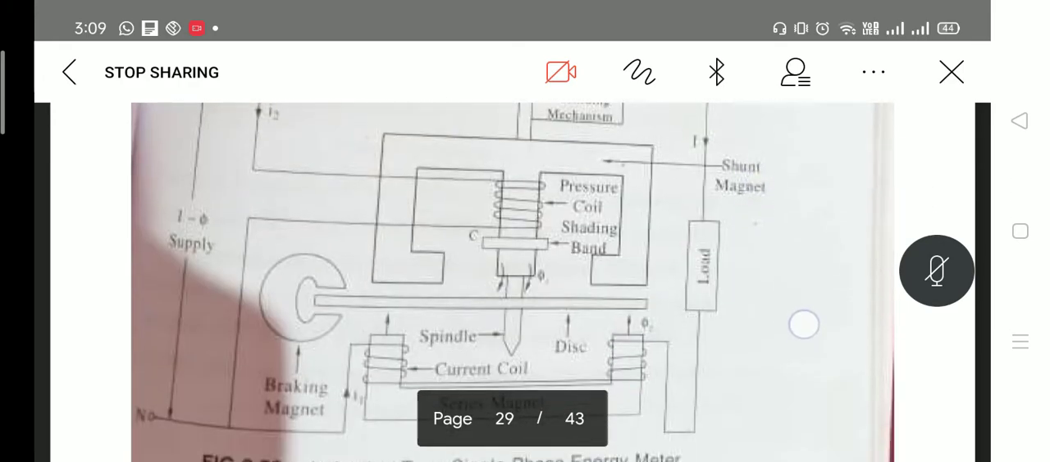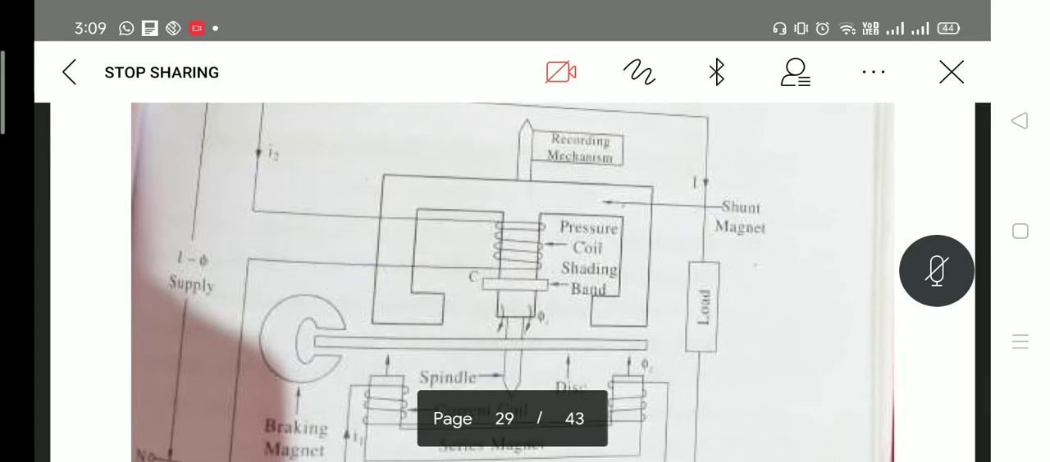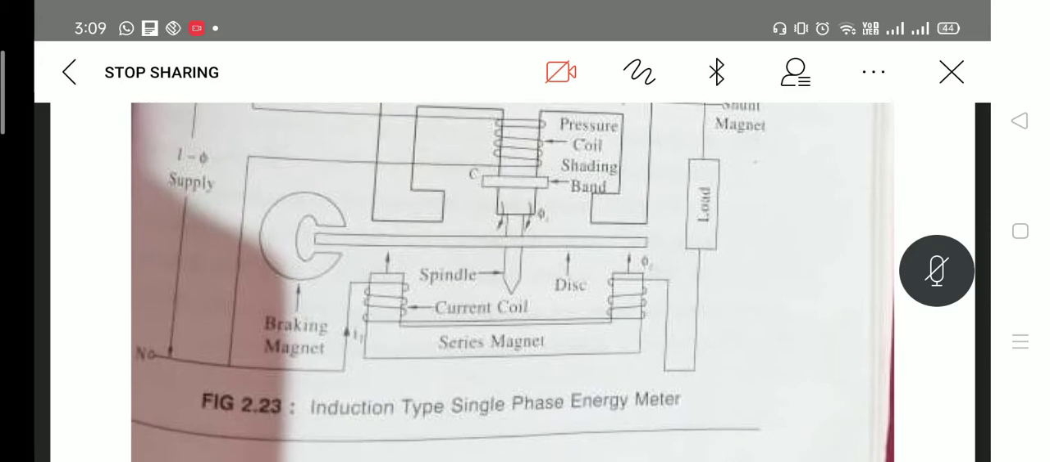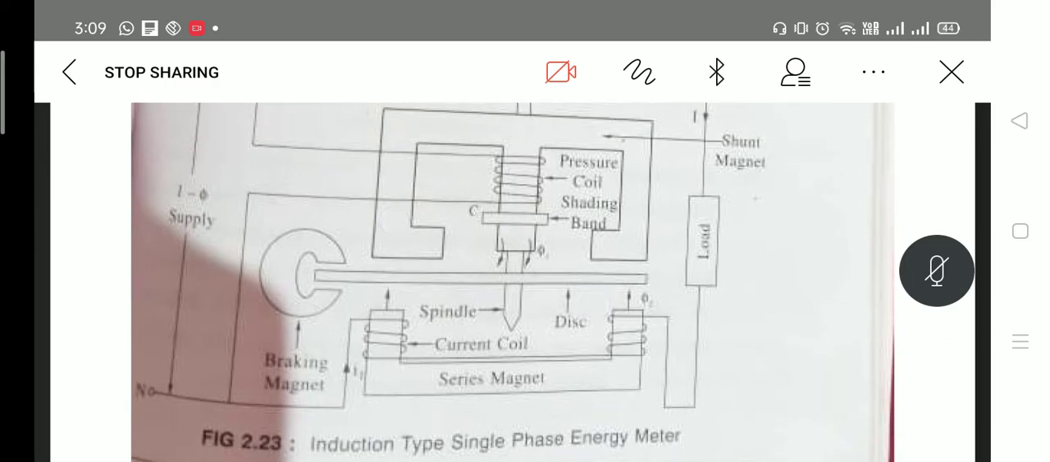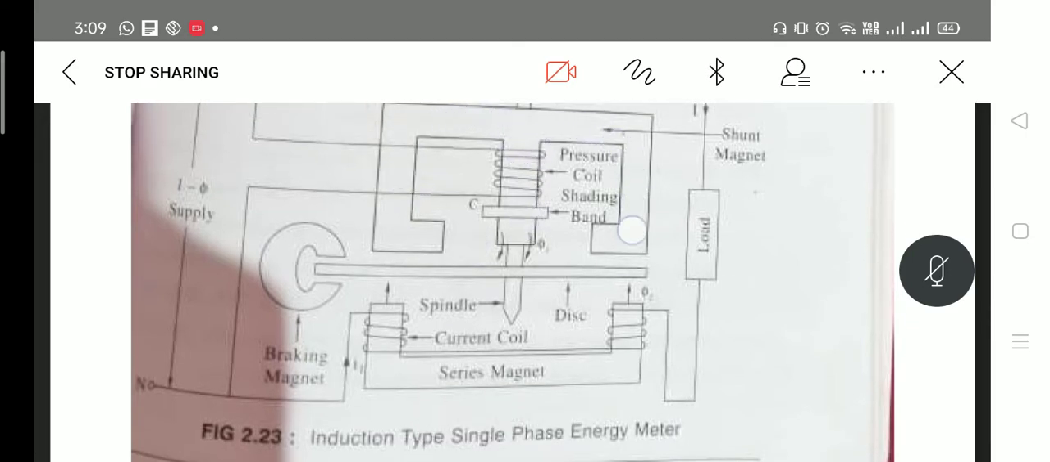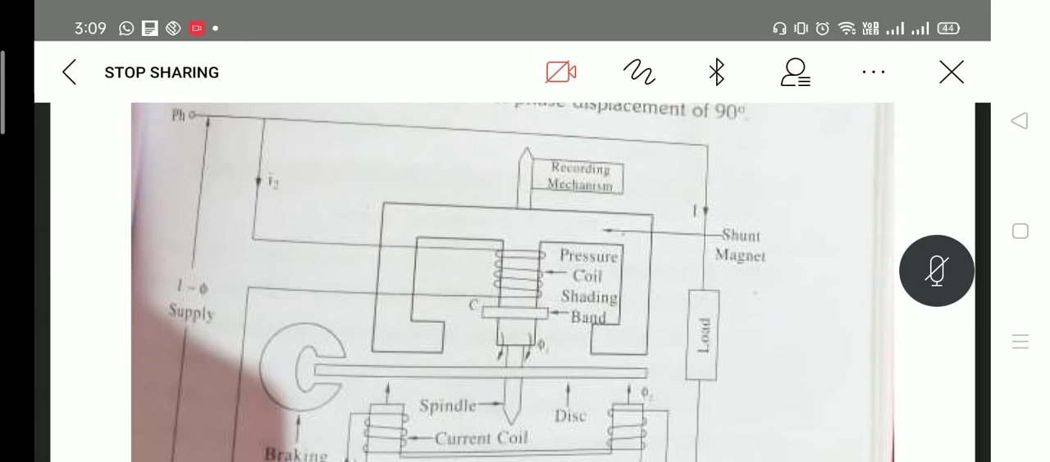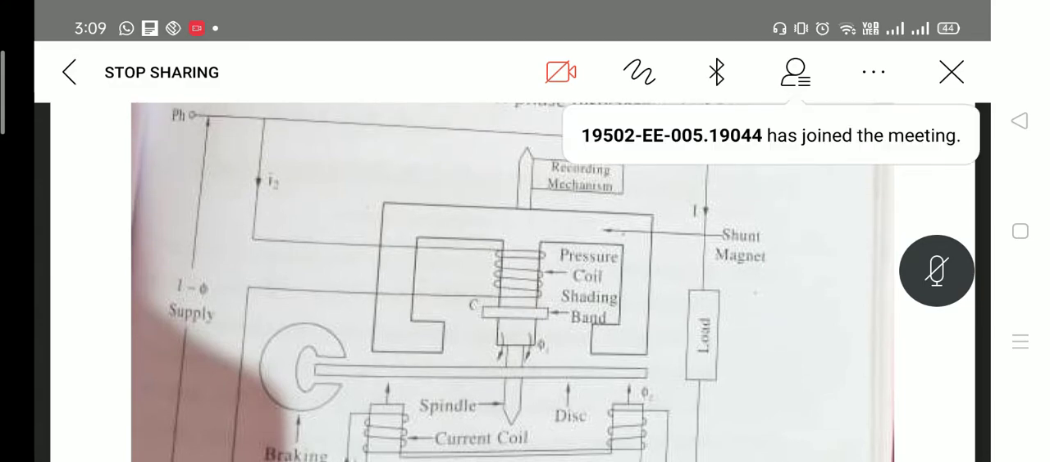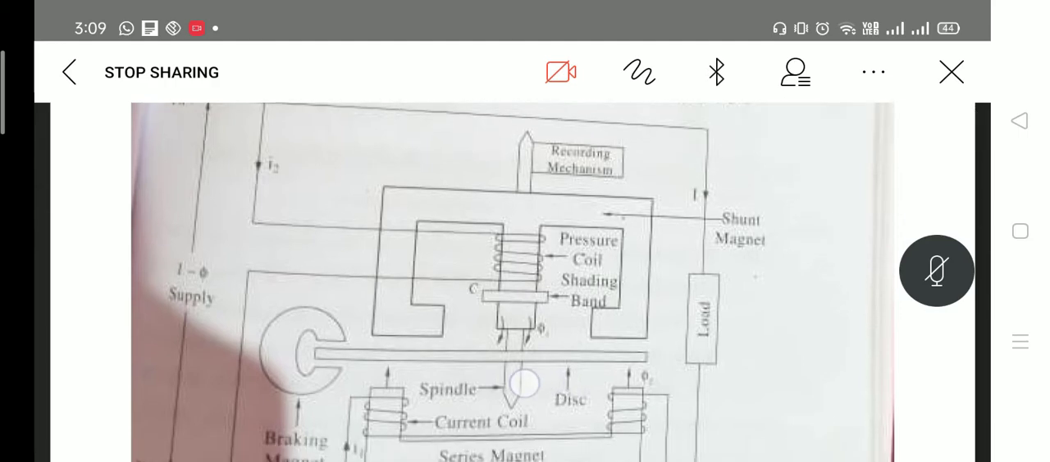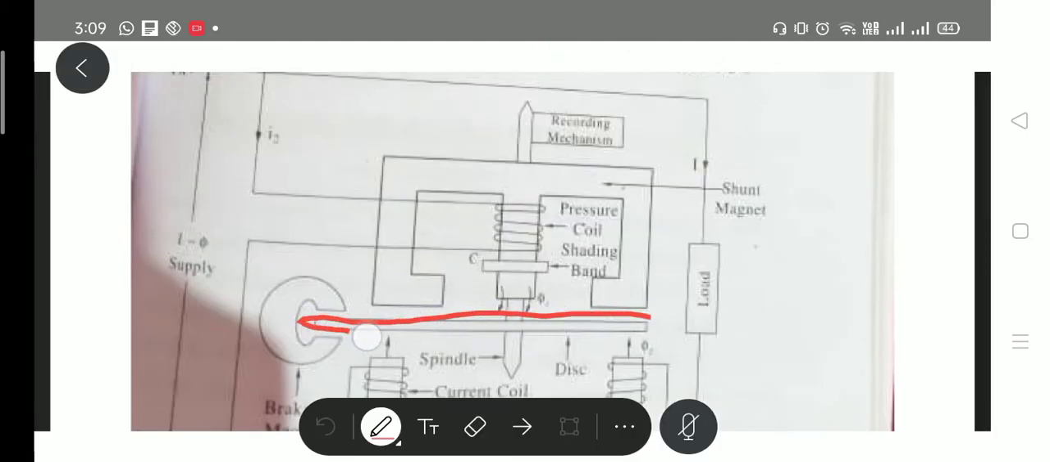Here is the connection diagram of a single phase energy meter. Driving systems are these two magnets. This one is a magnet, and this is also a magnet connected here. And the moving system is here. This disc is connected here, this disc is the moving system.